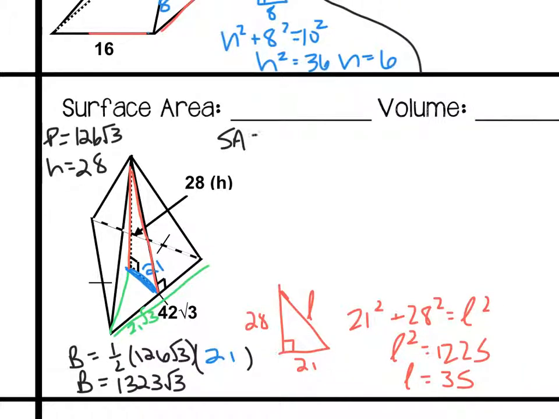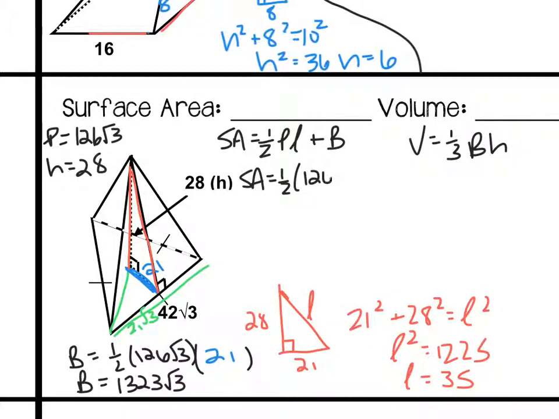Surface area is 1/2 perimeter times slant height plus area of the base. Volume equals 1/3 area of the base times height. So surface area is 1/2 perimeter, which is 126 root 3, times slant height, which we just found is 35, plus area of the base, which was 1,323 root 3. And I'm going to move my volume because that's not going to be enough room.